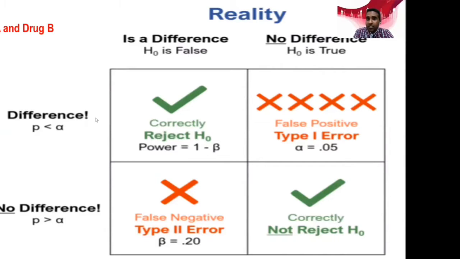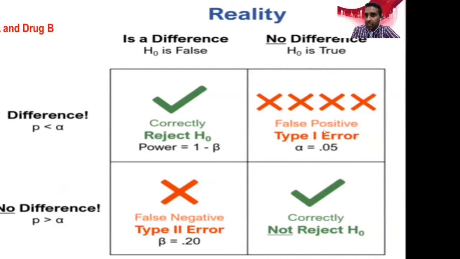What is the null hypothesis? No difference. So rejecting the null hypothesis. Suppose in reality there is no difference, and your test also showing no difference. So you are correctly accepting the null hypothesis. Okay. Now we are not going to look into these correct decisions. Let us consider the false decision. What are the false decisions which can happen?